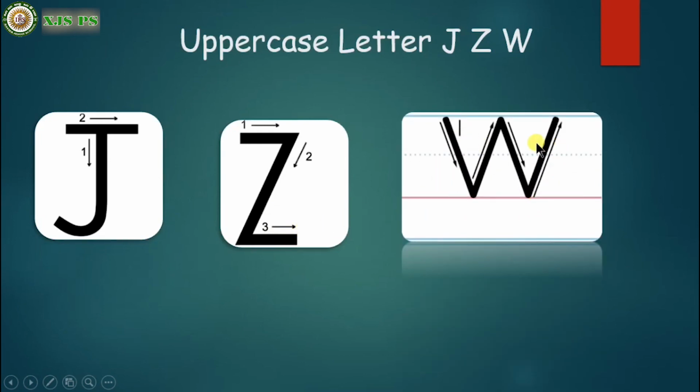What letter is it? Letter W. Very good. How many steps? Yes, very good. There are four steps. The first step is, yes, top to down, up to another way, and then down to another way, and then up again. So this is uppercase letter W.